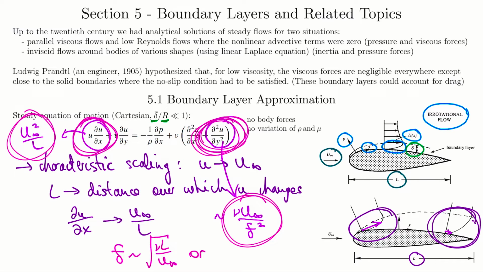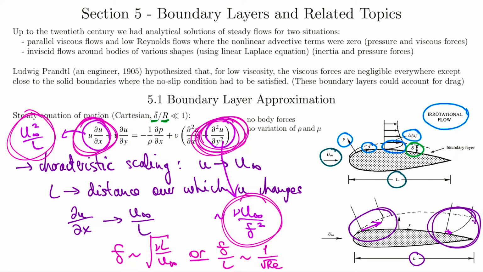Or we can write that another way with some terms we're familiar with. It's of the order of 1 over the square root of our Reynolds number. There are a few other ways to get this term as well, but I think this demonstrates it really nicely. Now that we know roughly how thick the boundary layer is in terms of order of magnitude, we're going to move on and simplify the equations of motion within the boundary layer.